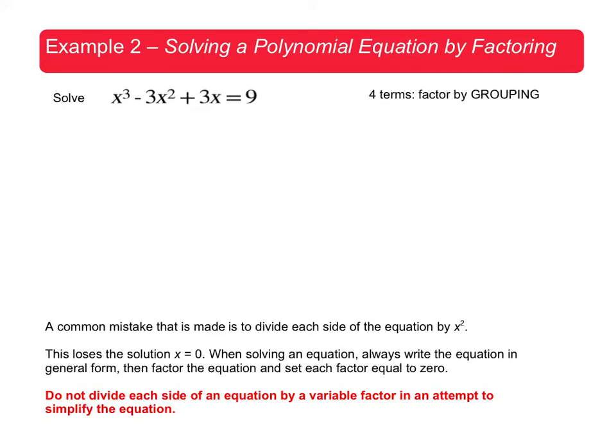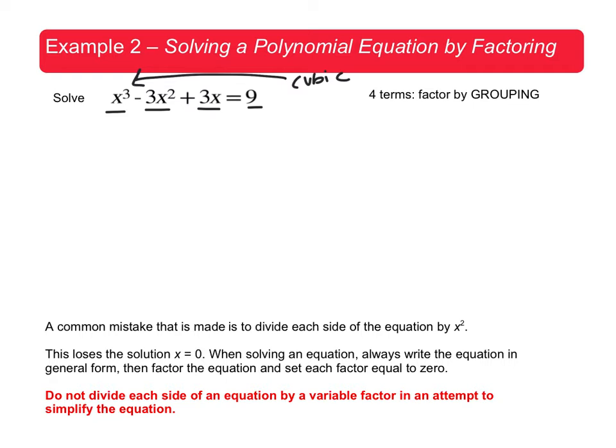In example 2 here, we have a quadrinomial. We have 4 terms, 1, 2, 3, 4. We have a cubic because we have to the third power. So here's an example that's larger than that x squared again. And we want to solve this.